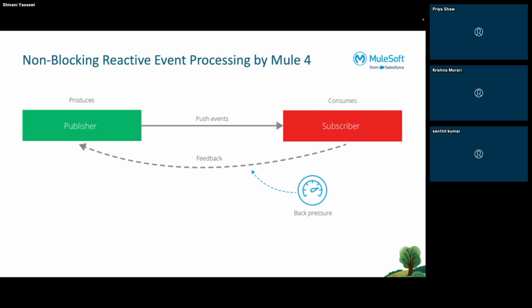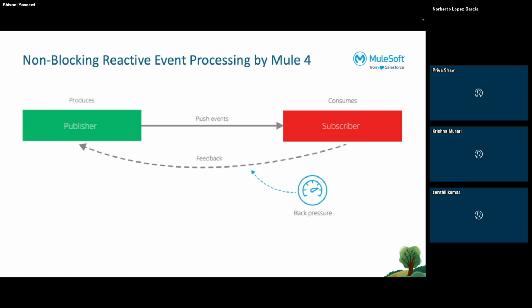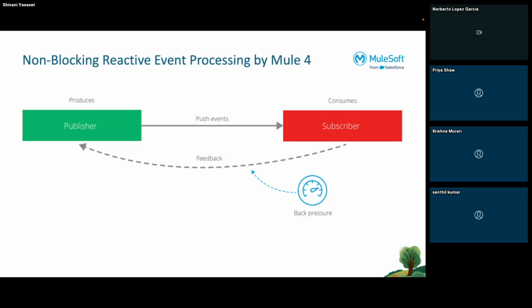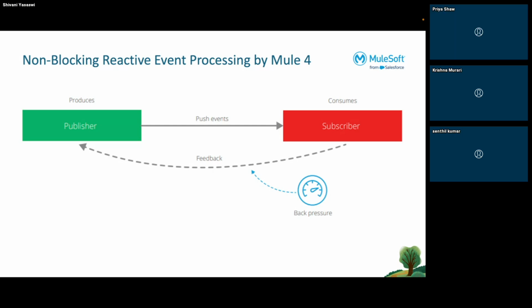So, Mule 4 has come up with reactive event processing. It is supportive of non-blocking processing. Basically, in this processing model you have a publisher and a subscriber, also known as observable and observer. Your publisher is the observable, and your subscriber is the observer, observing the publisher. The publisher pushes events to the subscriber, and the subscriber can consume those events.